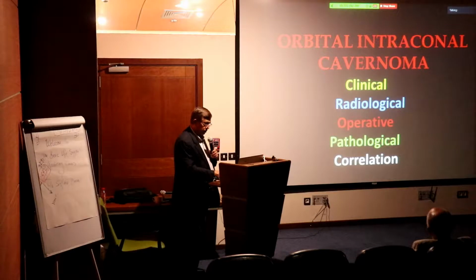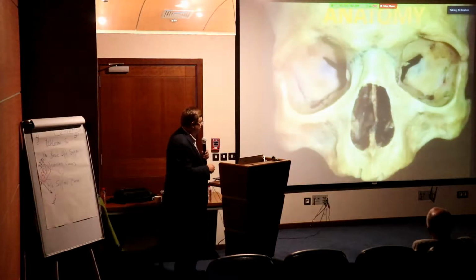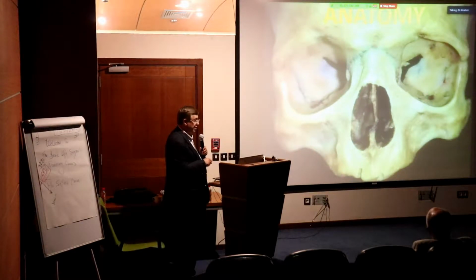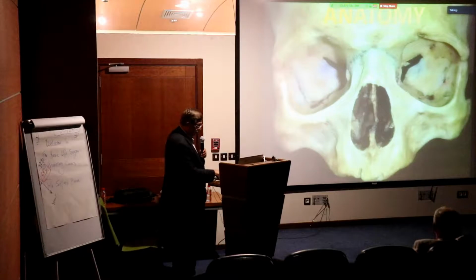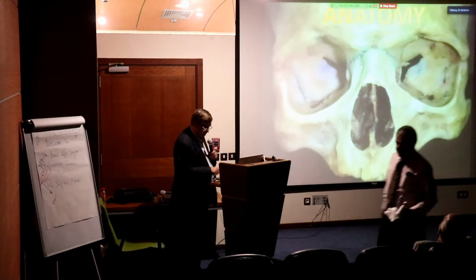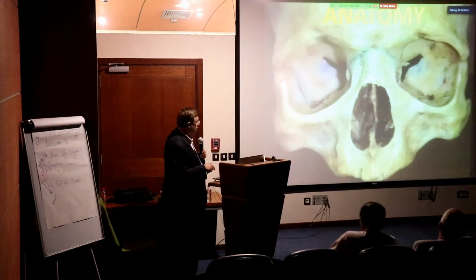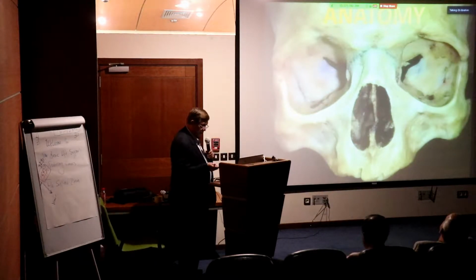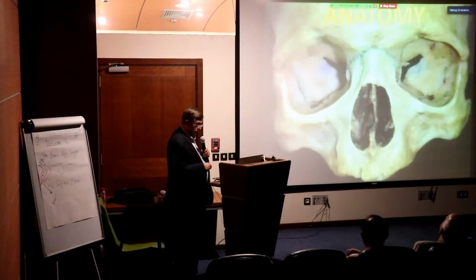Orbital intraconal cavernoma is our topic for tonight, and that needs some anatomy of the orbit, right orbit, left orbit. In the orbit we have the rule of 7, meaning 7 bones, 7 arteries, 7 veins. Bones are the frontal bone, sphenoid bone, greater wing, zygomatic bone, maxillary bone, lacrimal bone, ethmoid bone, and the palatine bone. And the arteries: the ophthalmic artery, the central artery, anterior ethmoidal, posterior ethmoidal, supratrochlear, supraorbital, and the angular branch of the facial, with their corresponding venous drainage. So, rule of 7 in the orbit.